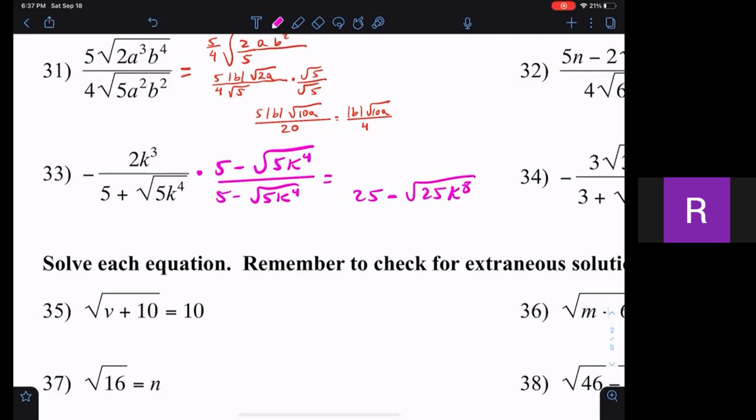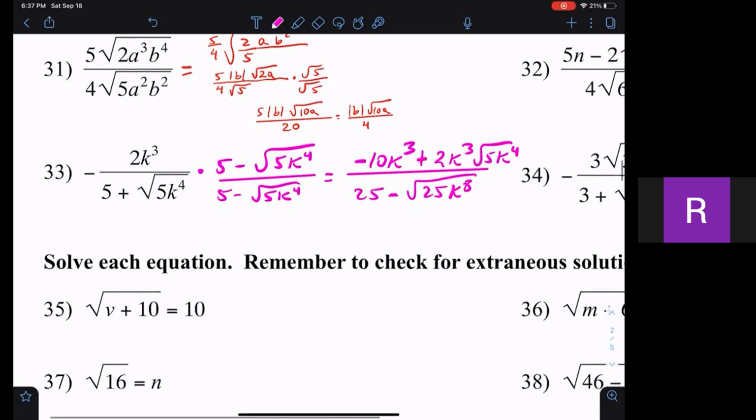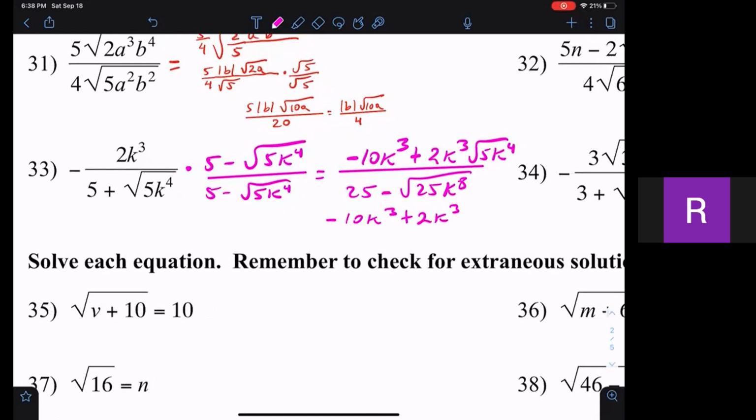And here I have to do negative 10k to the third, and then plus 2k to the 3, 5k to the 4. So I have 10k to the 3 plus 2k to the 3. Okay, so k to the 4, that's going to be k squared, and the 5 stays in there. I don't need to put the absolute value this time because k squared is always positive, so I don't need to worry about that.